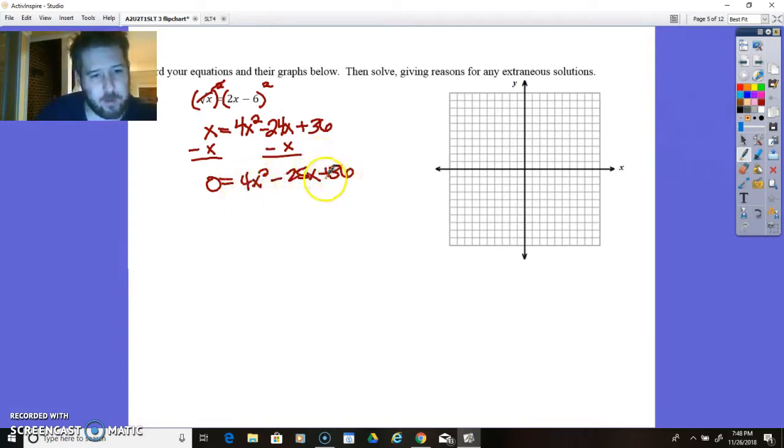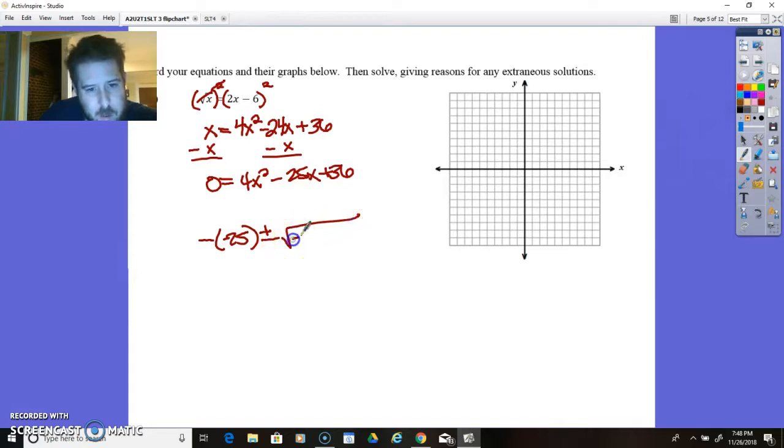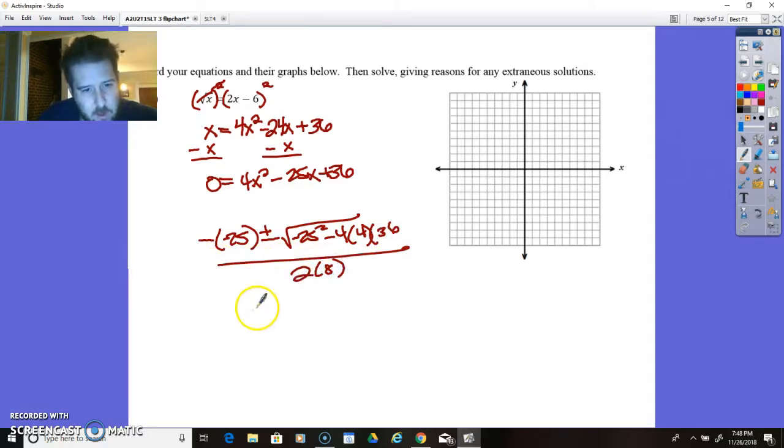There's no way I'm going to be able to factor this. Let's see, perfect square? No, because I made it not a perfect square from what it used to be a perfect square. So it looks like you had no other option than to use the quadratic formula. So negative b plus or minus square root of b squared minus 4 times a times c, divided by 2 times a.